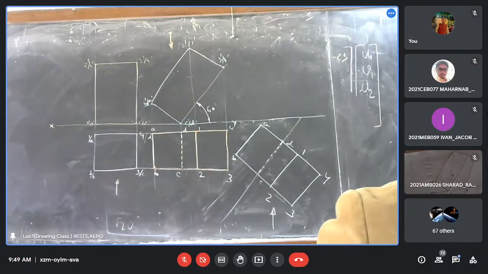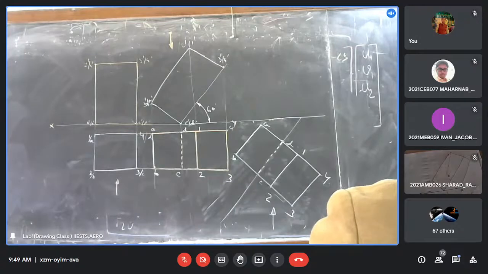Yes, very good. But some problem is there on the top surface. You don't show the square face. That's okay, but you are trying. Okay.